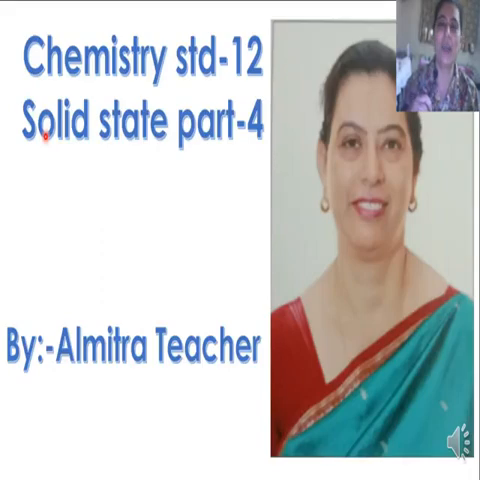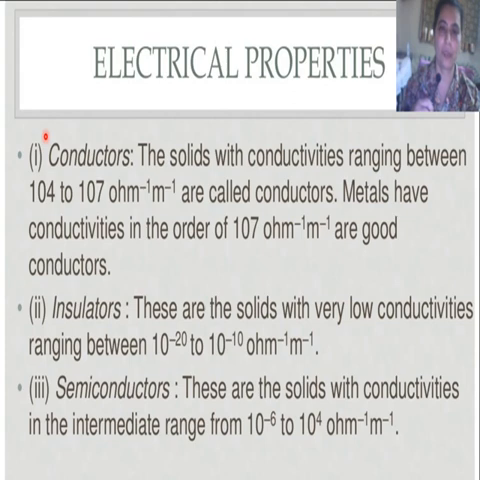Chemistry Standard 12 Solid State Part 4. In this part we will learn about electrical properties of the solid like conductors, insulator and semiconductor. Out of these three, in the previous part we have already completed conductor and insulator. In this part we will learn about semiconductors in detail.